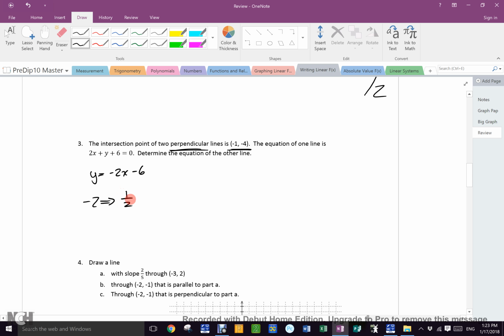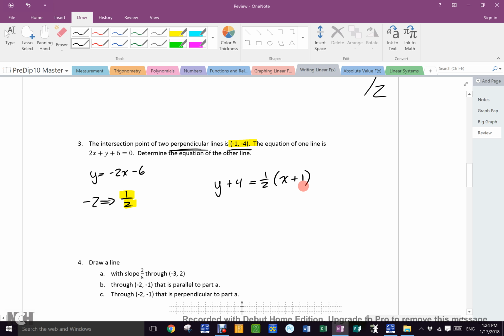So now I have a new slope and a point. Slope, point. So all I do is write it out. y minus negative 4, which is y plus 4, equals m, the slope, times x minus x1, x minus negative 1, which is x plus 1.